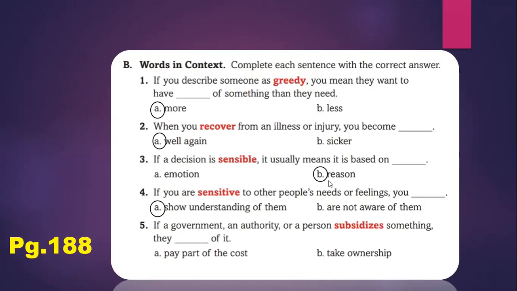Let's see, the last one. If a government, an authority, or a person, sorry, I didn't see it. Letter A. Remember, subsidy, right? It's like speaking of financial help, right? According to the vocabulary, they pay part of the cost. No, right? It's letter A, guys. Letter A. Thank you. Okay, that's amazing.